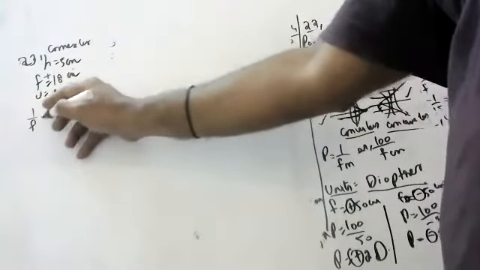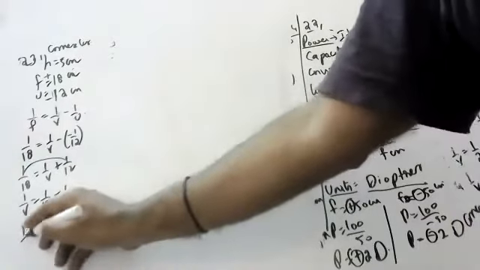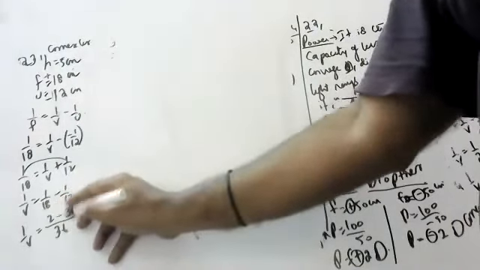Lens formula, tell na. 1 by f is equal to? 1 by v minus 1 by u, sir. Very good. 1 by plus 18 equals 1 by v minus of minus 1 by 12. Okay, 1 by 18 minus 1 by 12 equals 1 by v, sir. 36 LCM. 2 minus 3. Minus 1 by 36 equals 1 by v, sir. So v equals minus 36 centimeters.